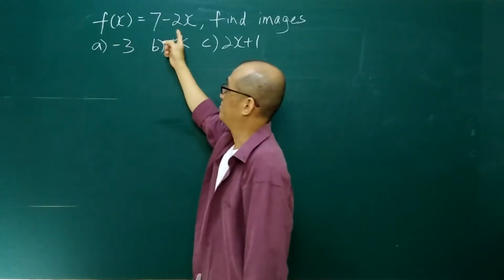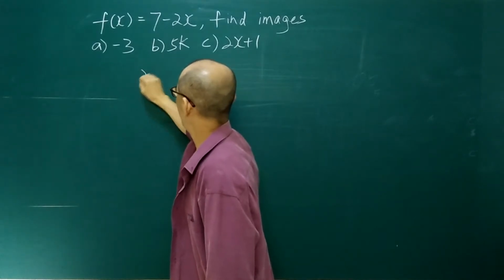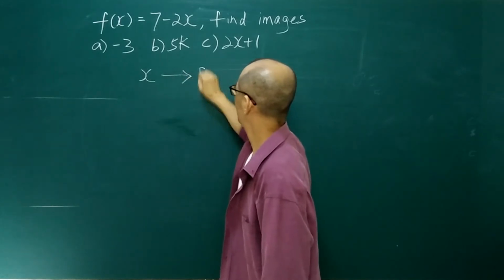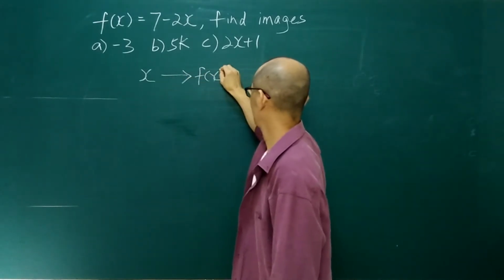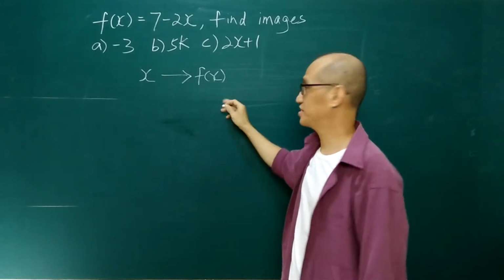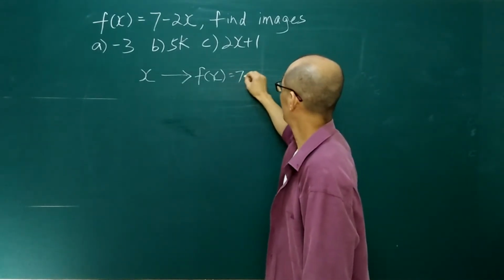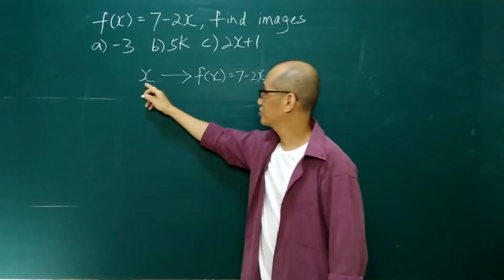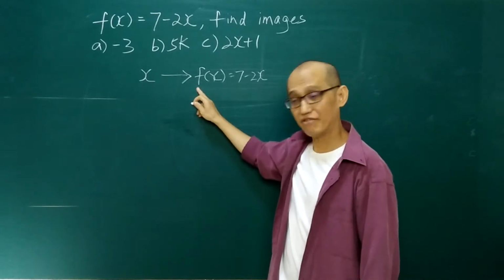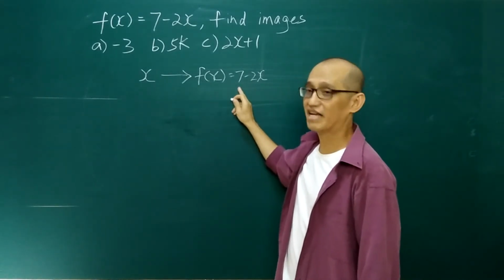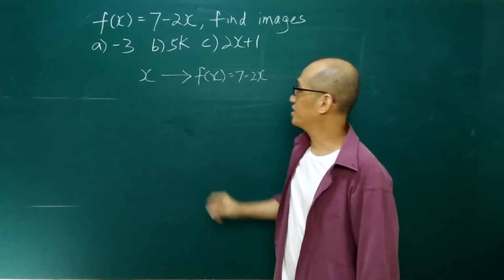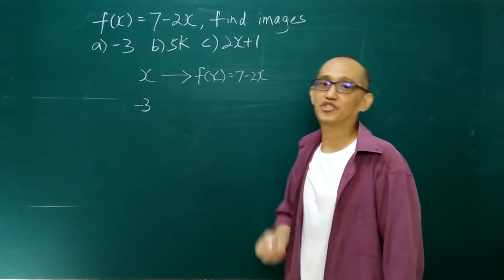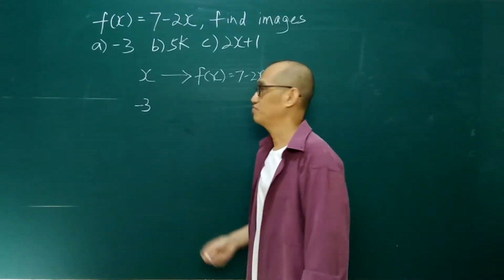So, this one, it means that the object x, for this function, is mapped to f(x). And what is this f(x)? f(x) is 7 minus 2x. So, the object x undergoes the function f, and the image is 7 minus 2x. Now, we are given the object is -3. So, what is the image of this object?